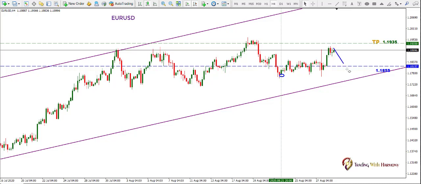into this structural level, being the 1.1855, and then back up into north and hit our TP level, being to take profit at 1.1935 in the euro dollar.